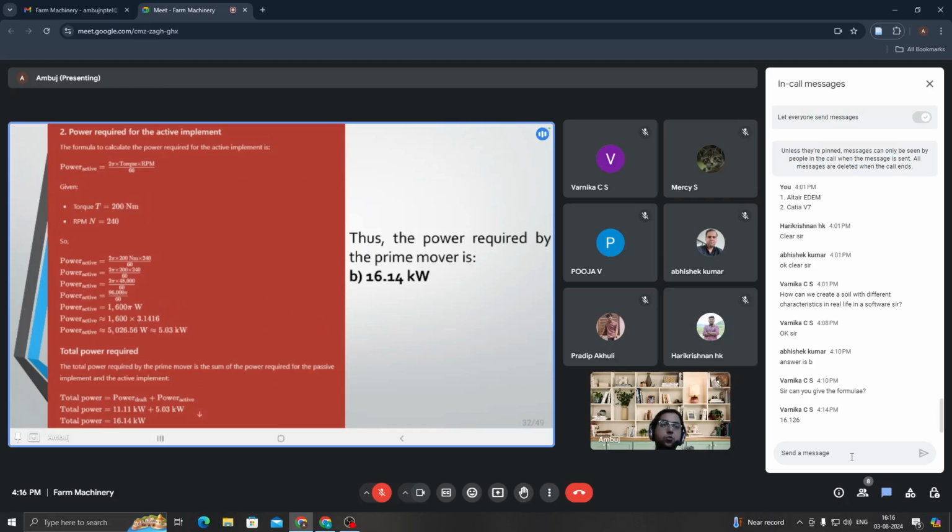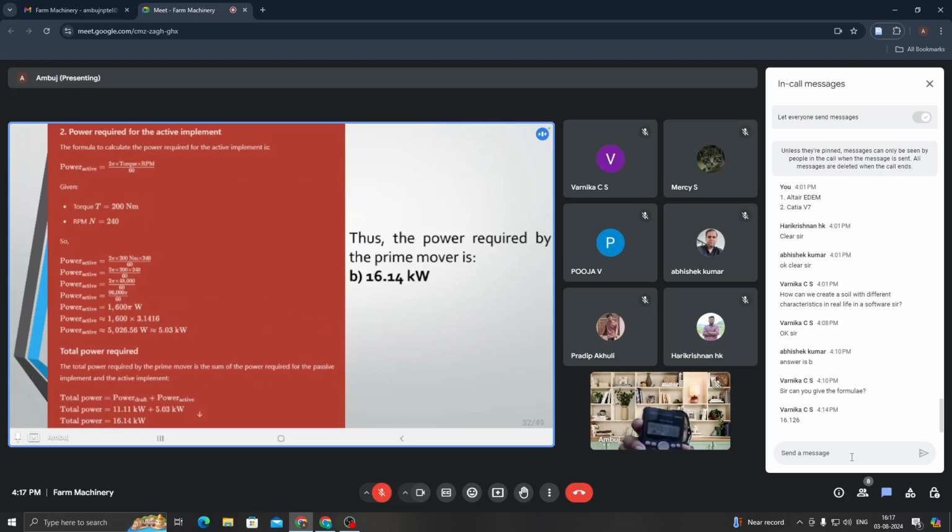Now T is given as 200. N is given as 240 RPM. So by 60 I have to divide, because the SI unit would be per second. So directly everything is in our SI unit. So I'll just keep it 2 multiplied by pi, multiplied by n, which is 240, multiplied by T, which is 200, divided by 60. What I got? 5026.548. This value I got.